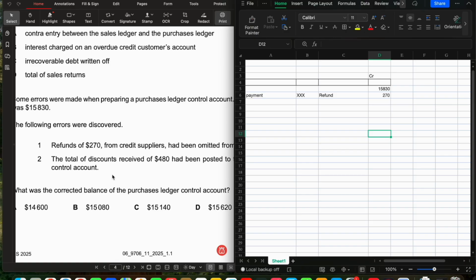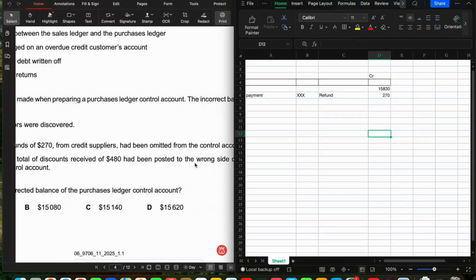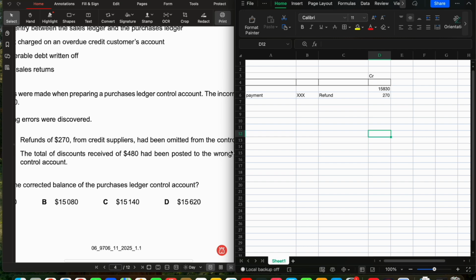Number 2, the total discount received of 840 had been posted on the wrong side of the control account. So when we receive discount, we write it here, and we were supposed to write this amount on the debit side, but we wrote it on the wrong side. That means we wrote this amount on this side, which is 480. We wrote it here, but now this is an incorrect amount. So we need to correct this by removing it from here and writing this amount on this side.